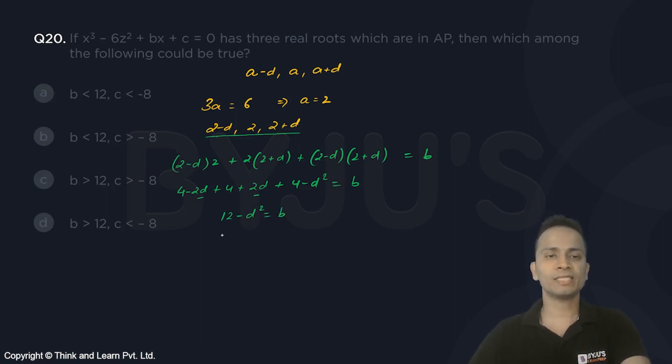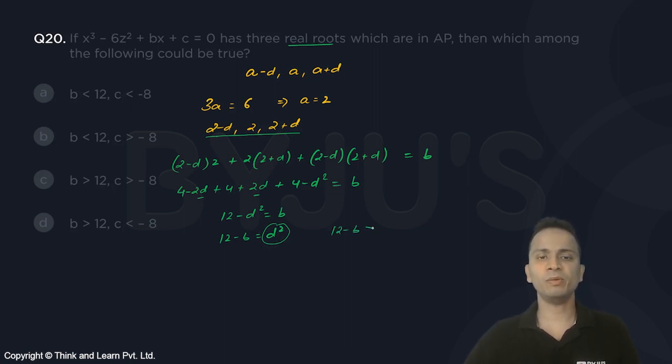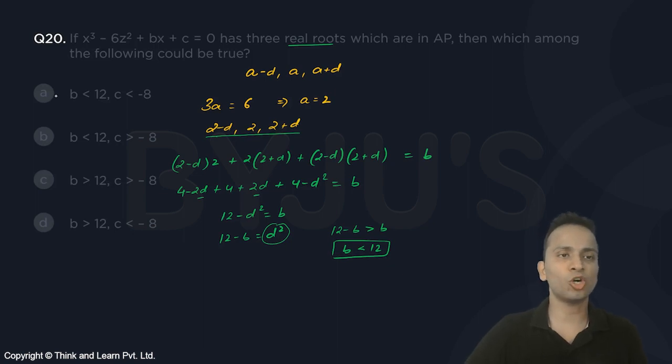So I can say that 12 minus b will be equal to d square. Done. Now since the roots are real, d has to be also a real number, and on the right hand side I have d square, a perfect square which will be always greater than 0. So I can say that 12 minus b will be greater than 0, so b will be less than 12. So b less than 12, I can shortlist option A and option B. I can reject option C and option D.